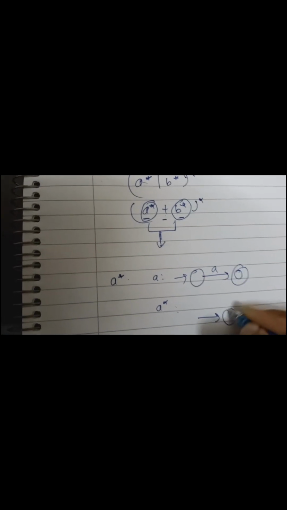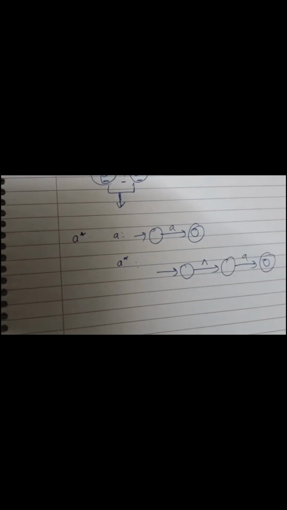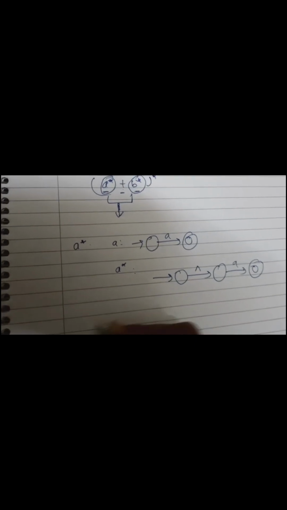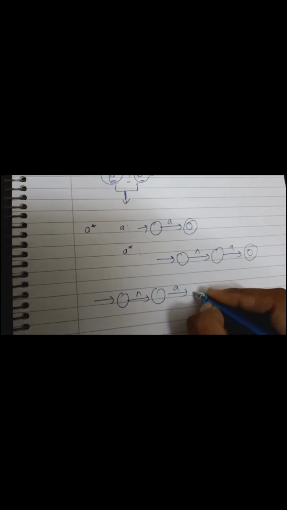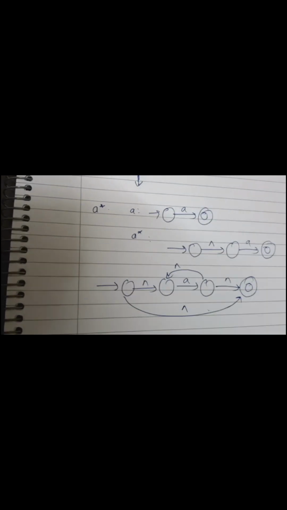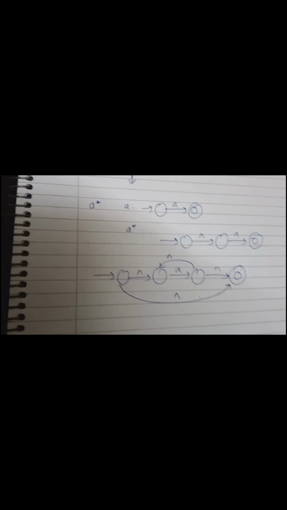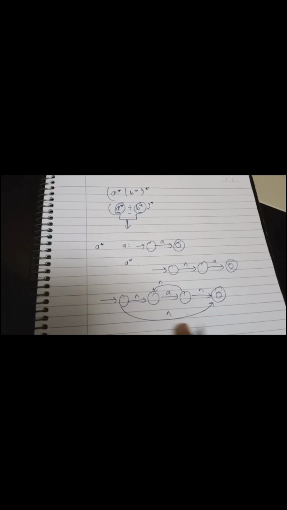What were the rules for A star? First we need to introduce the initial state, a new initial state. This will be joined by null with the NFA of A. Second rule was the introduction of a new final state. So this will remain as it is, A, and this new one will be my final state. What was my third step? To join the initial state and final state. So it was joined like this, initial state to final state. Now that is A star, it is created. So this is my A star.